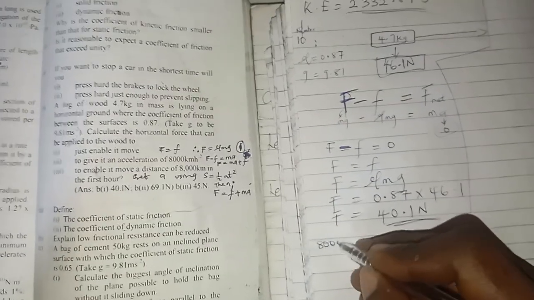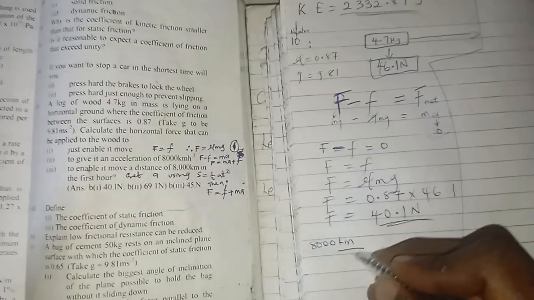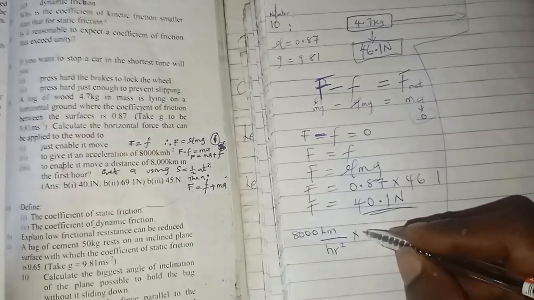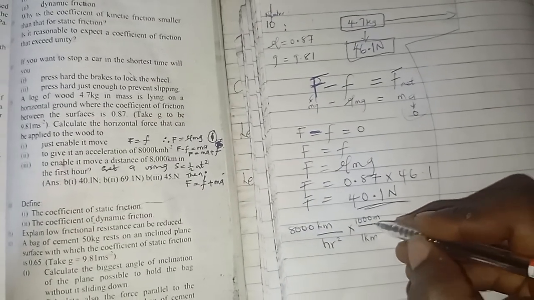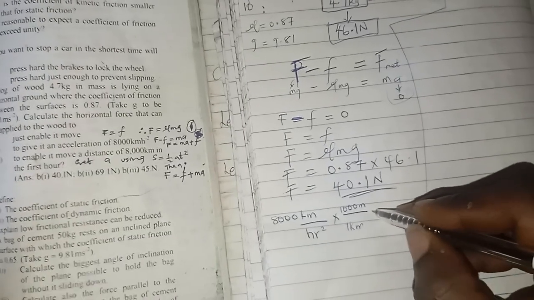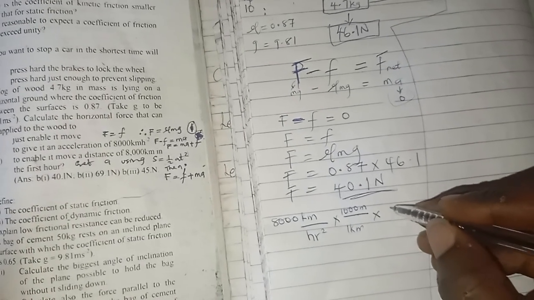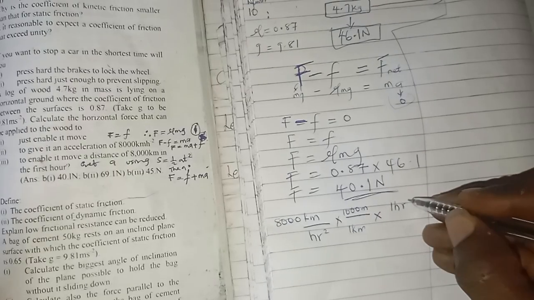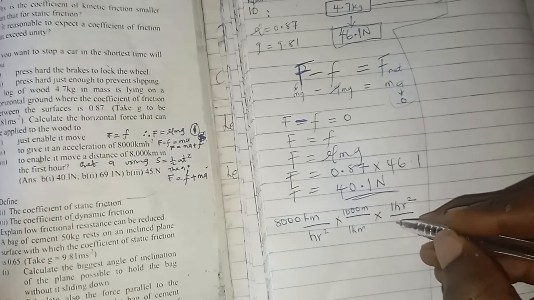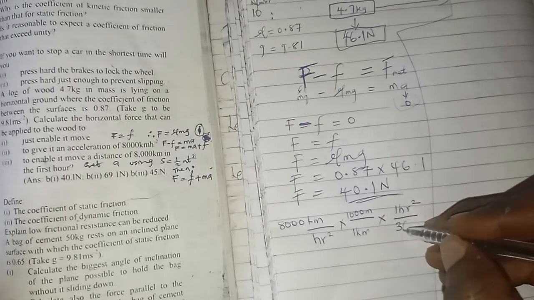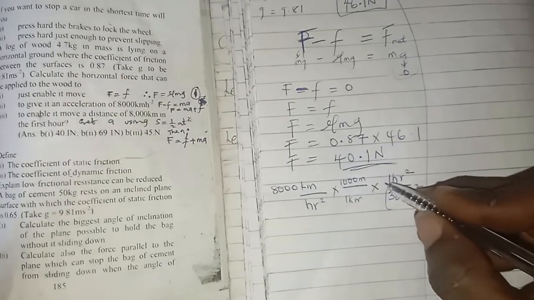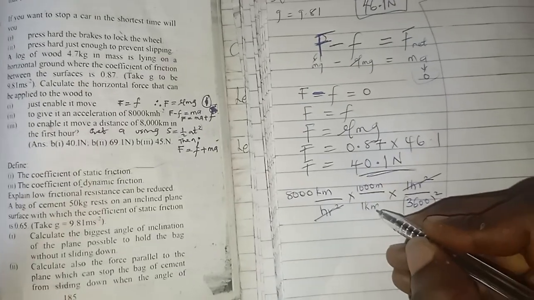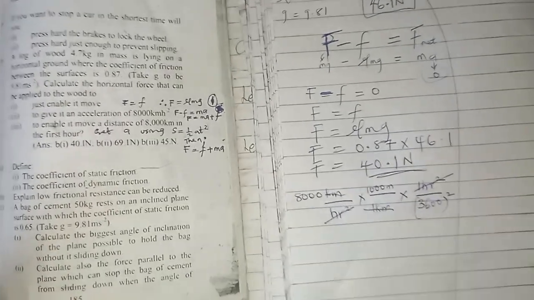First of all, 8,000 kilometers per hour squared, times, we know that 1 kilometer is equal to 1000 meters, and times, we know that 1 hour squared, 1 hour is equal to 3600 seconds. So 1 hour squared should be equal to 3600 squared. So we put it in a way that hour will cancel hour squared, kilometer will cancel kilometer.